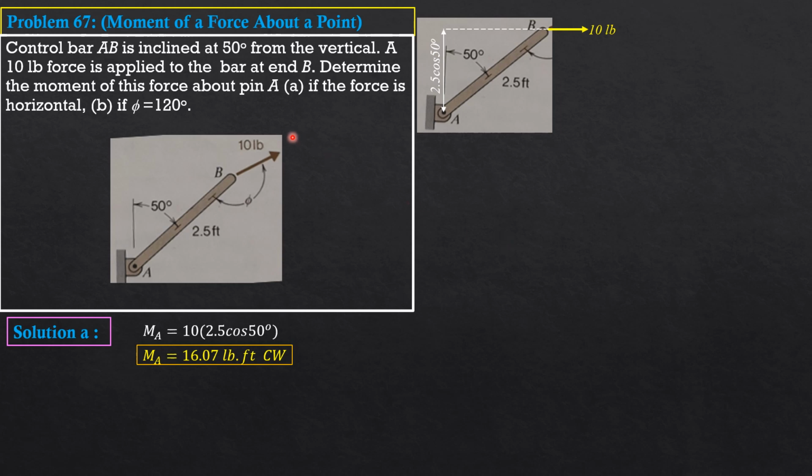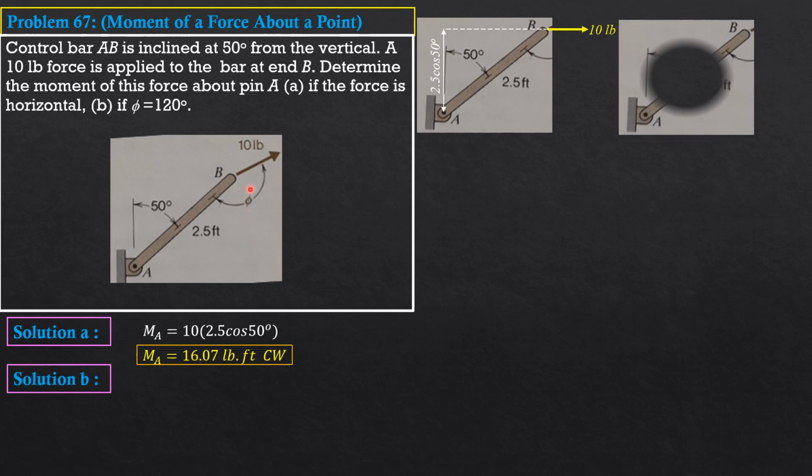clockwise. For the second part B, if P is the whole of this angle, it is 120 degrees. So that's the force. This is 120 degrees. The angle that the vertical makes with AB is also 50 degrees as shown. So since this entire angle is 120, this is 70 degrees, 120 minus 50. So there are two components of the 10 pound force: horizontal, which is 10 sine 70, and the vertical, which is downward, 10 cosine 70.